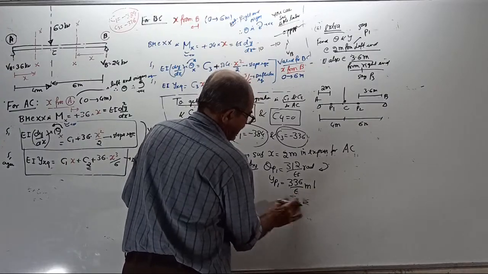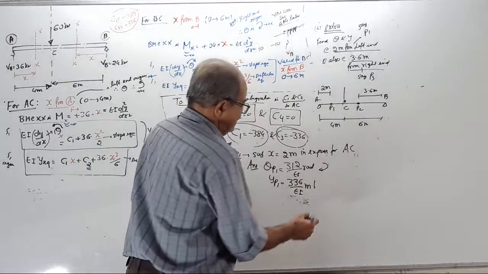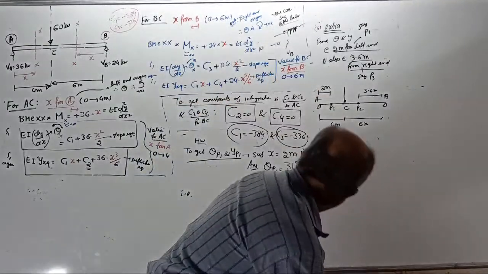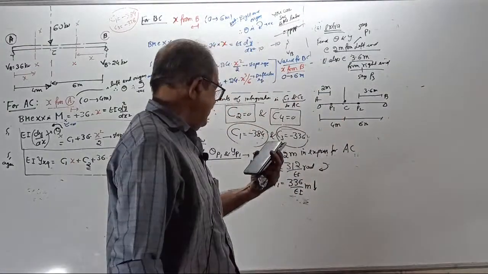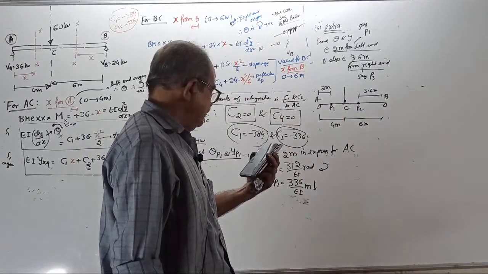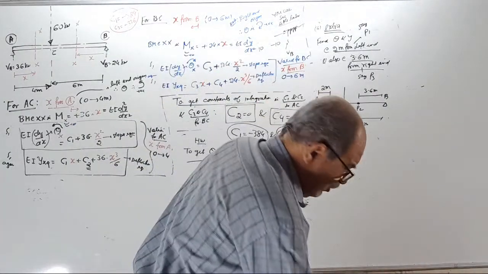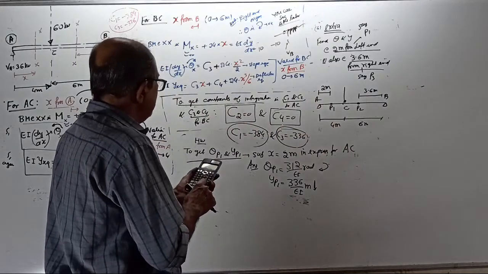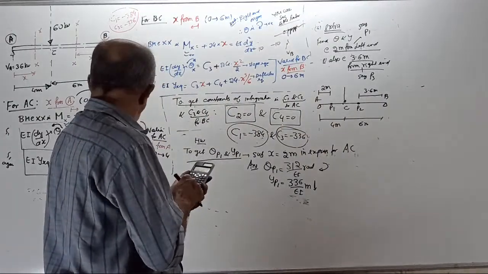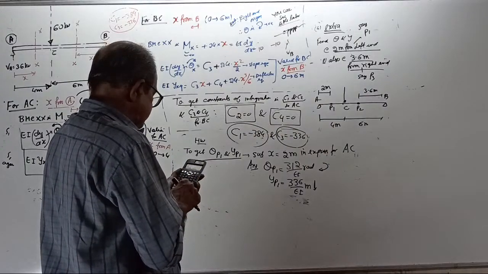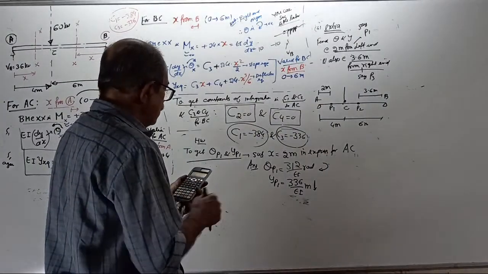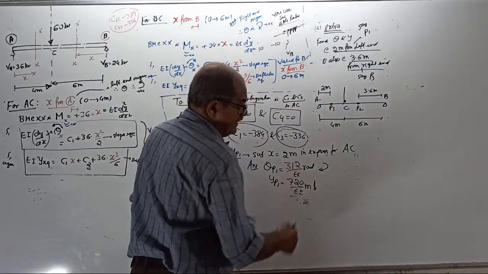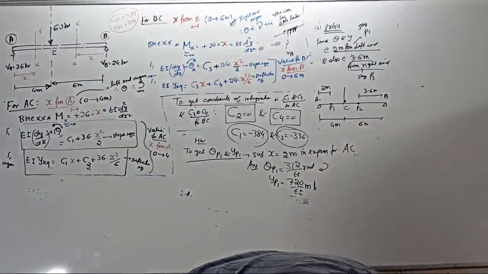This is the answer at P1. Got the answer? EI is not required. Got the answer correctly? Tell me. Slope will come 312 by EI radian. Deflection will come 720 by EI. Oh, one minute. Let me check it. Where is C1? C1 is minus 384 into 2 plus 36 into 2 cube divided by 6. Oh, 720. Ayo, I got a doubt. 720 by EI meter down.